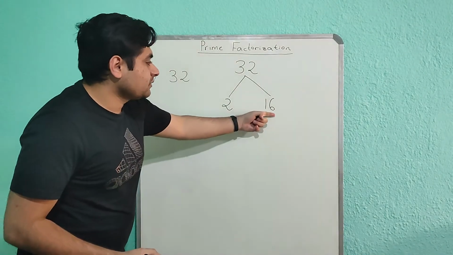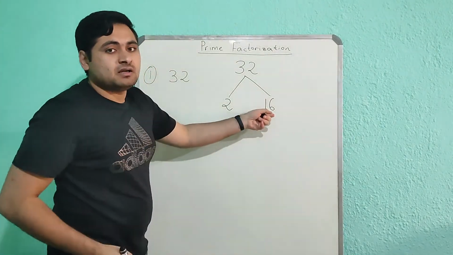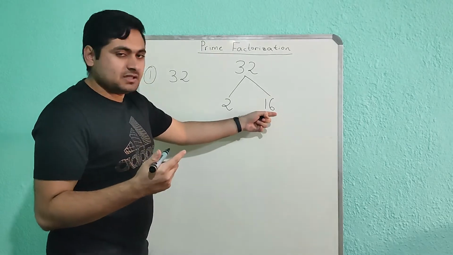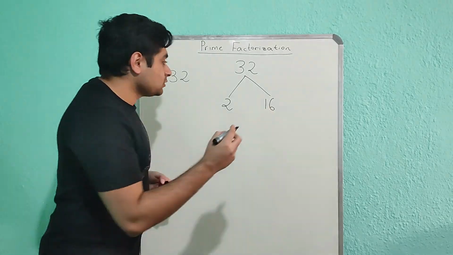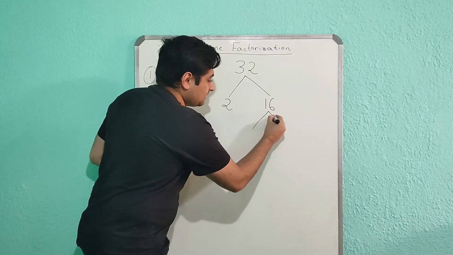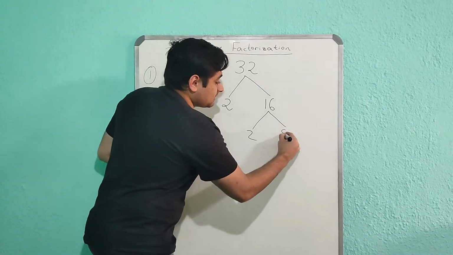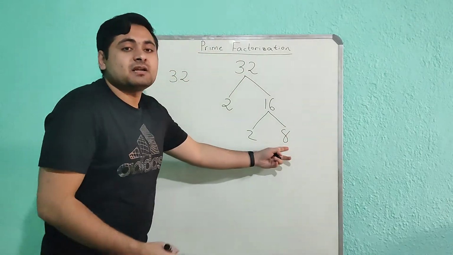Now again you start from here. There is a 16 here. What's the end number? 6. 0, 2, 4, 6, 8. 6 comes in there. That means it's divisible by 2 as well. So you're going to divide that by 2. If you divide 16 by 2, what do you get? 8. Again 8. The end number is 8.